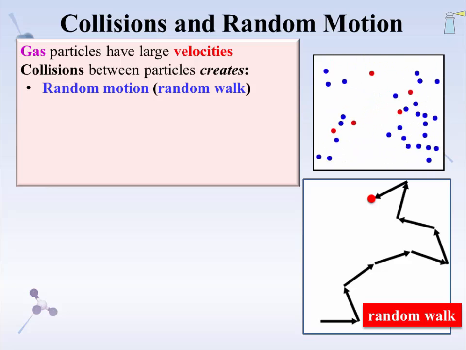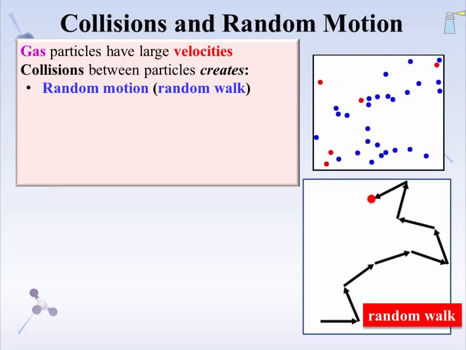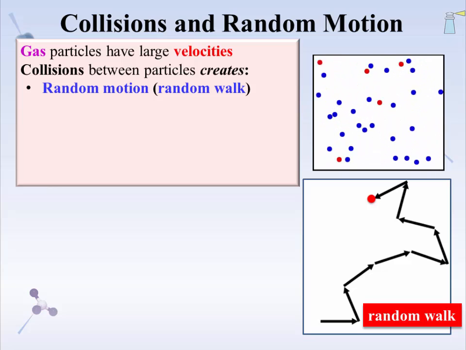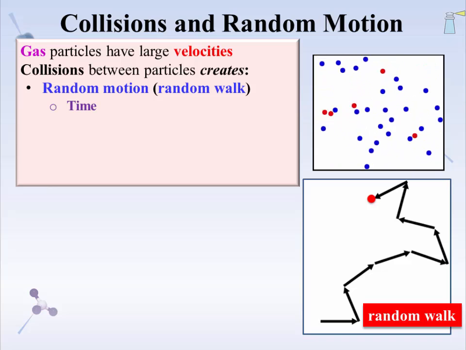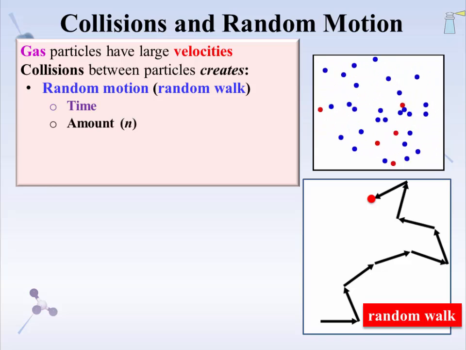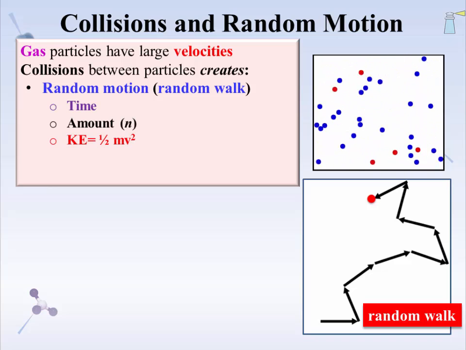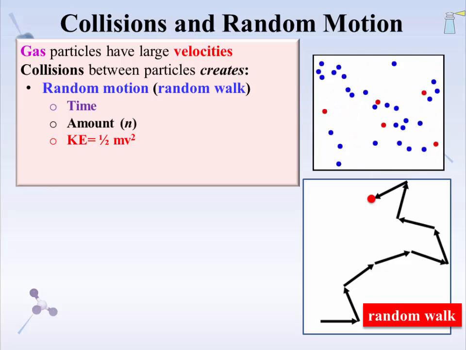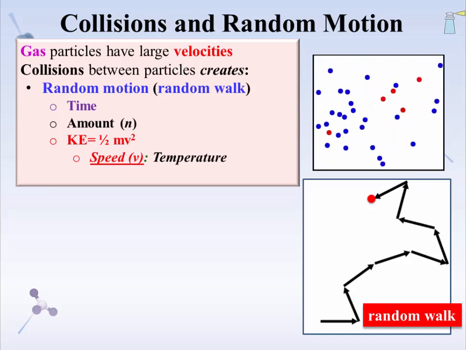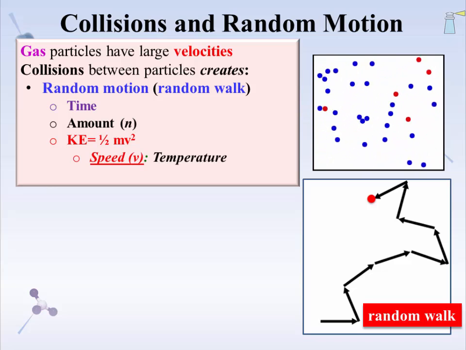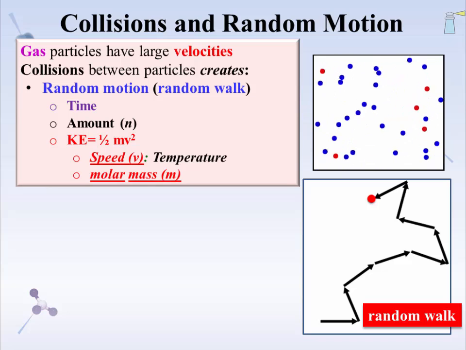the gas particles taking random walks. There are factors which influence the overall distribution of gas particles, and they include time, amount, as in the number of moles of gas, and the average kinetic energy of the gas. The kinetic energy can be broken down into the factor of speed, or velocity, which is associated with the temperature of the gas, and mass of the particle, which will be found with the molar mass of the gas particles.